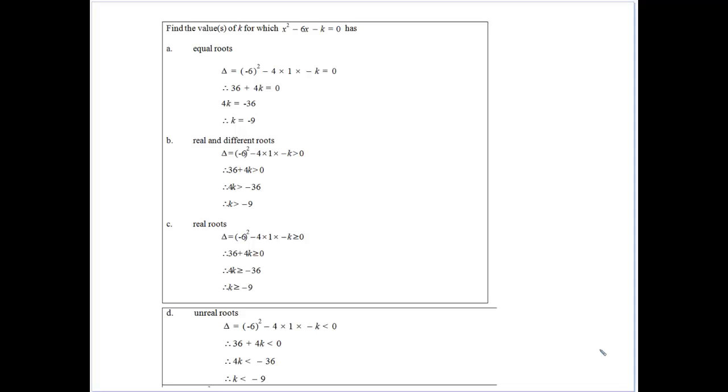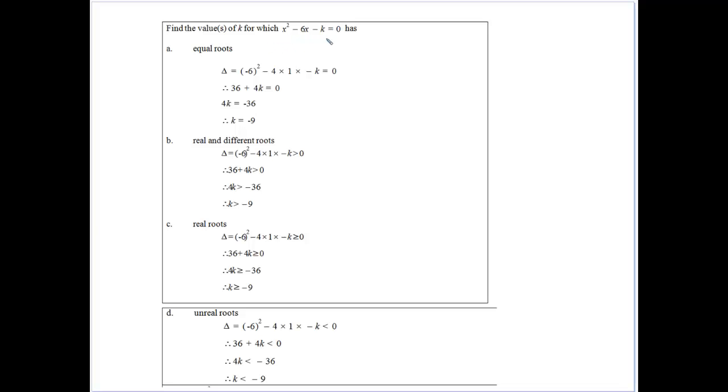So now we want to look at some more practical problems for the quadratic, rather than just finding the discriminant and then seeing what it gives us. This time we've got a quadratic that has an unknown k in it, and we want to look at the idea that k will change, and for what values of k we will have different situations for the roots of this quadratic equation.